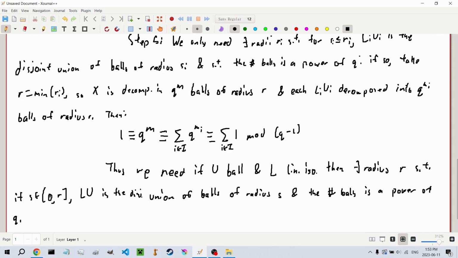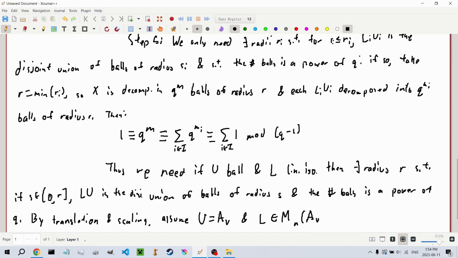So, by translation and scaling, we can assume that U is the evaluation ring and that L is in the n by n matrices on this valuation ring of K, of course.